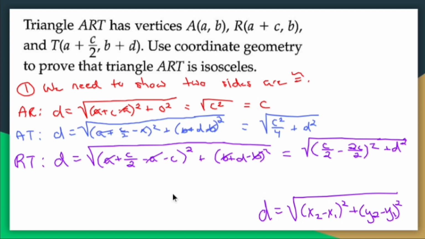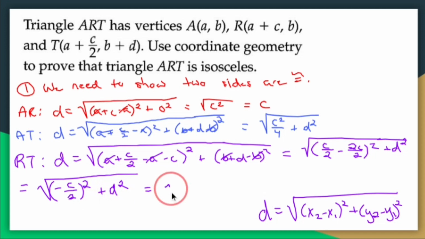Okay, now I can combine these fractions. C minus 2C is negative C. 2 over 2 stays 2. That lives inside of parentheses, squared, and you're still plus D squared. Negative C over 2 times itself is C squared over 4, positive, plus D squared. If you're the praying type, you're saying right now, praise the Lord.